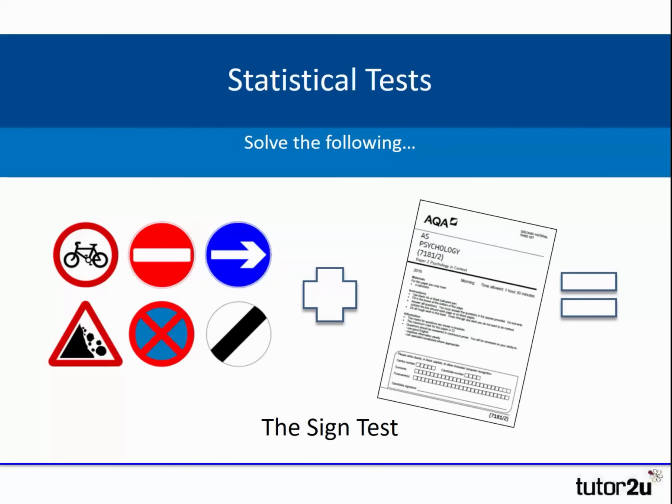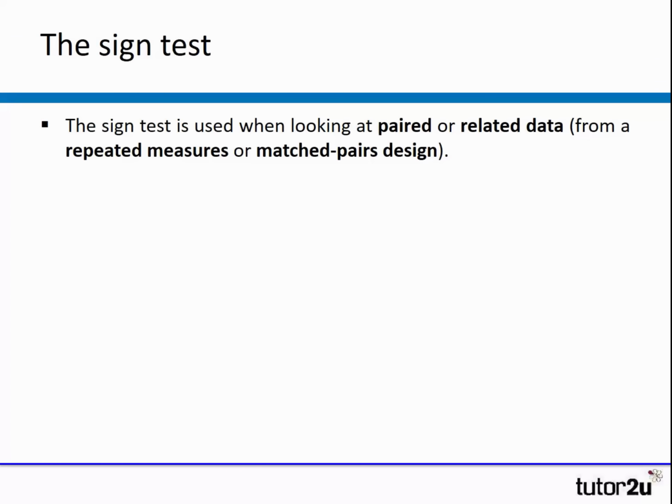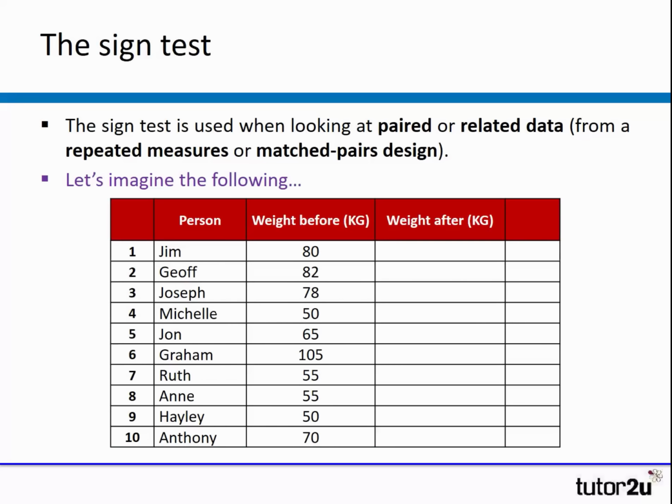So to start with, let's look at the sign test, and it's worth noting before we even begin considering how to conduct a sign test why we use one. We can only use a sign test if we're looking at paired or related data. You might just want to think of it in terms of if we've done a repeated measures experiment or a matched pairs design experiment, then we can use the sign test. Now, let's imagine the following scenario.